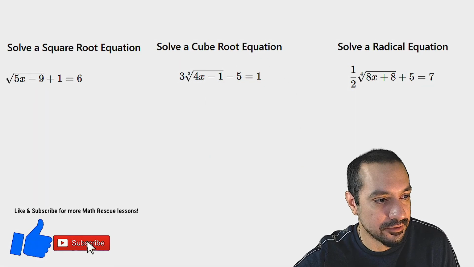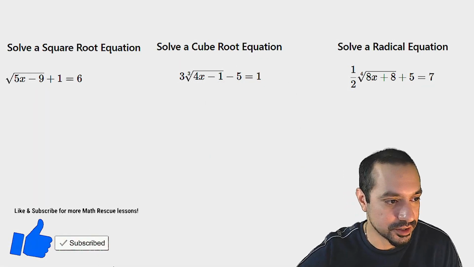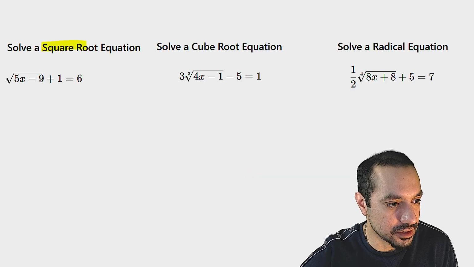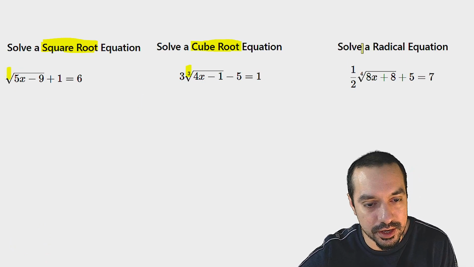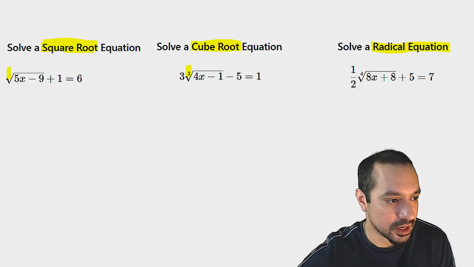Alright, so we have three different equations here. One of these is a square root, another is a cube root. We can tell what they are by looking at the index. And one of them is a fourth root, so we'll just generally refer to that as a radical equation. But these are all radical equations.